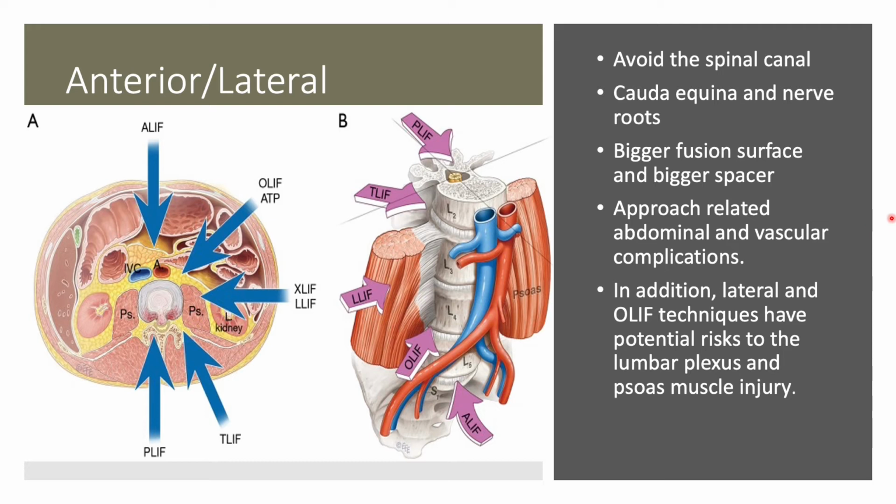It avoids the cauda equina and nerve roots. And also you have a bigger fusion surface and a bigger spacer can be inserted. But the downside of it is you can have an approach-related abdominal or vascular complication, especially with an OLIF. In addition, lateral and OLIF techniques have potential risk of lumbar plexus injury, especially with an XLIF, and psoas muscle injury.